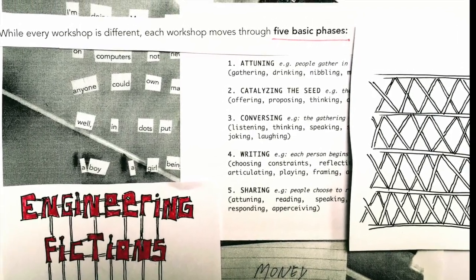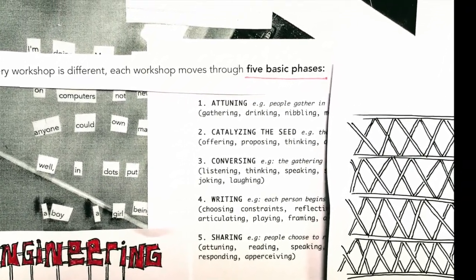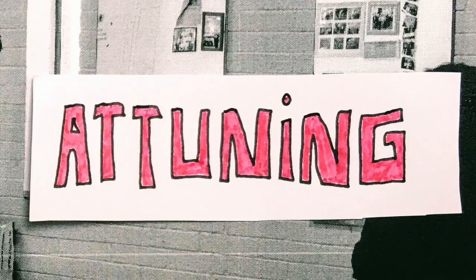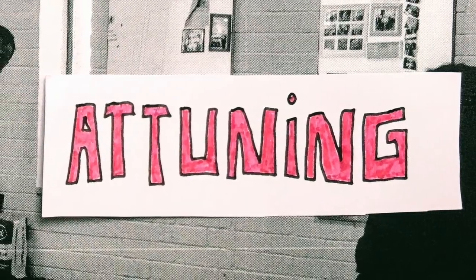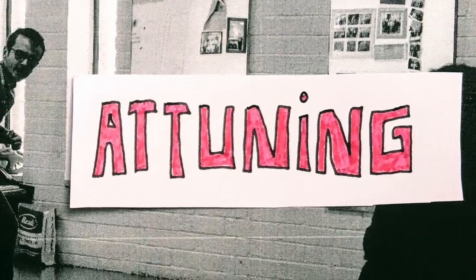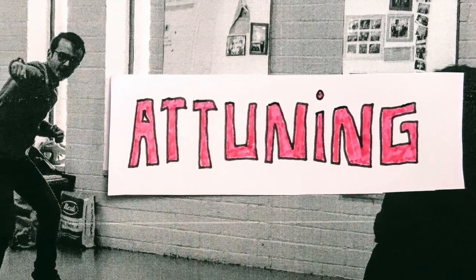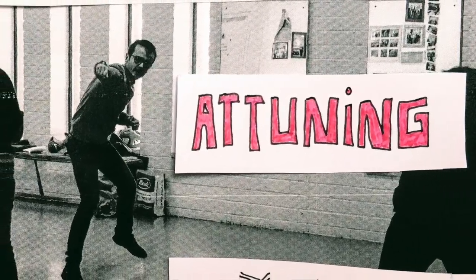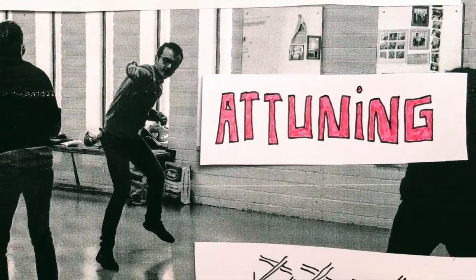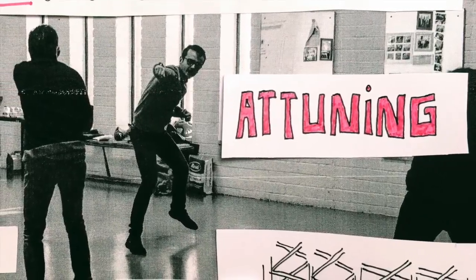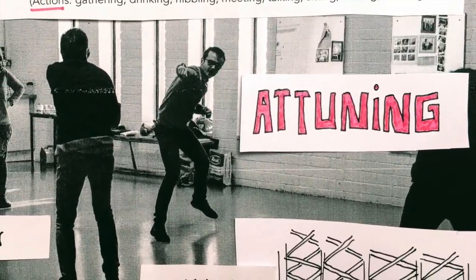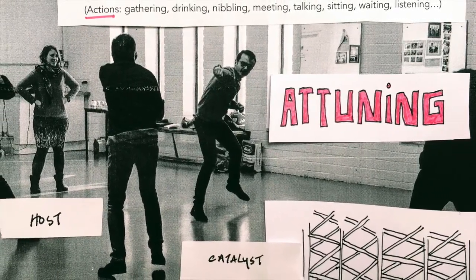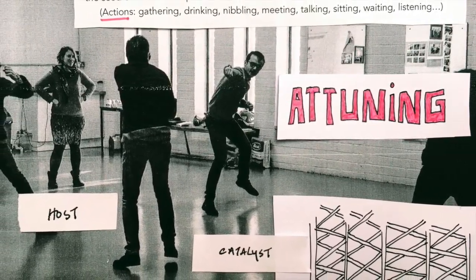While every workshop is different, each workshop moves through 5 basic phases. The first phase is attuning. This is where the people gather. The host prepares some kind of ritual of welcome, hospitality, basically a way to tune in to what's about to happen. So the main actions that we'd be engaged with here would be gathering, drinking, nibbling, meeting, talking, sitting, waiting, listening.